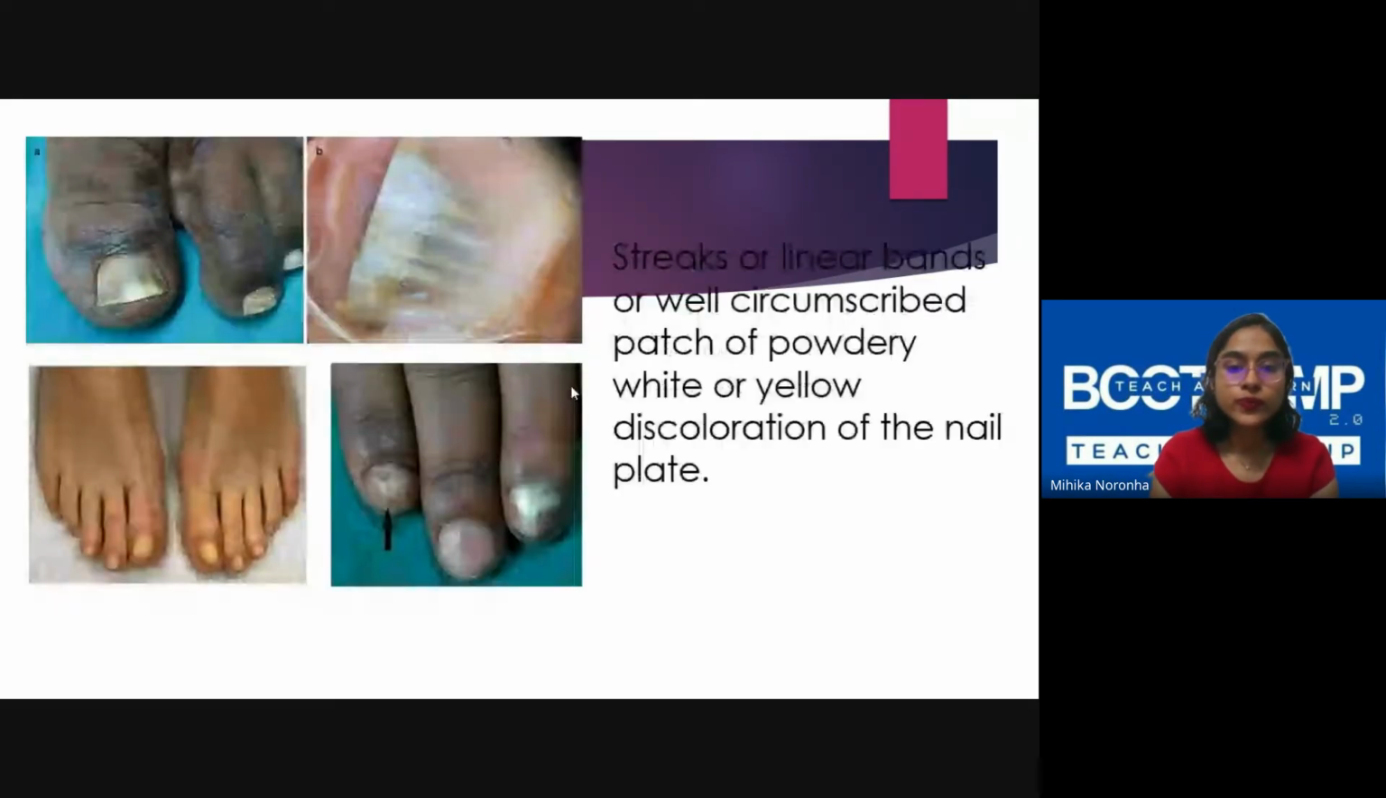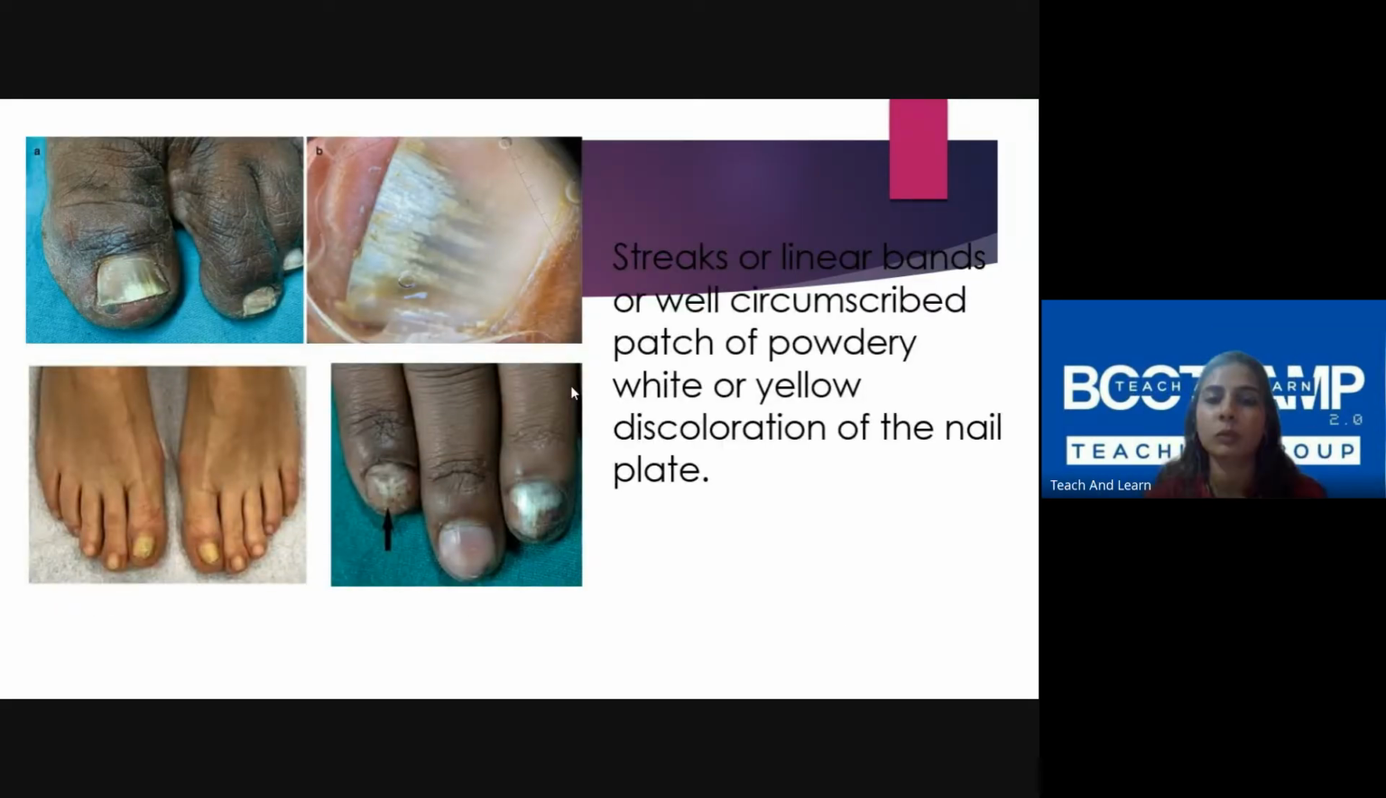Okay. Now we'll move on to the next. Patient has come with streaks or linear bands, or it could be a well circumscribed patch also, of powdery white or yellow. In this case here, it's completely yellow, right? Yellow discoloration of the nail. There is no itching, no pain. History is a long history. It's been there for 6 months, maybe 1 year. I noticed it recently, and all of that.